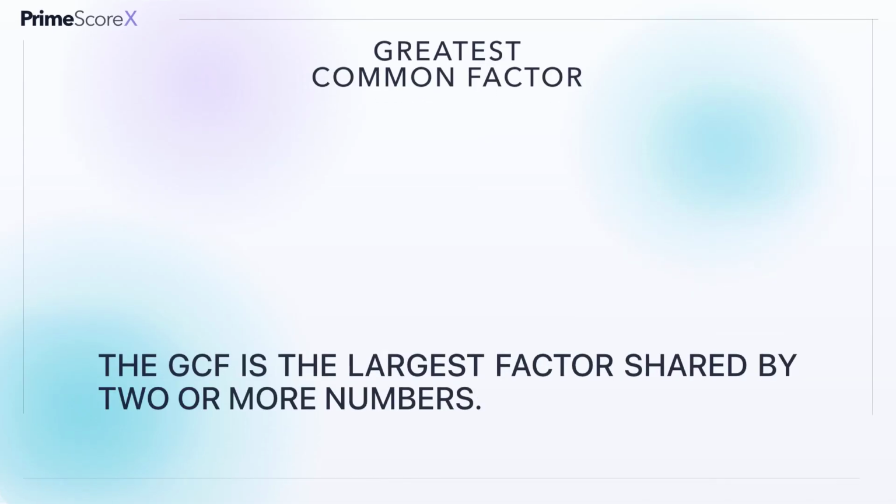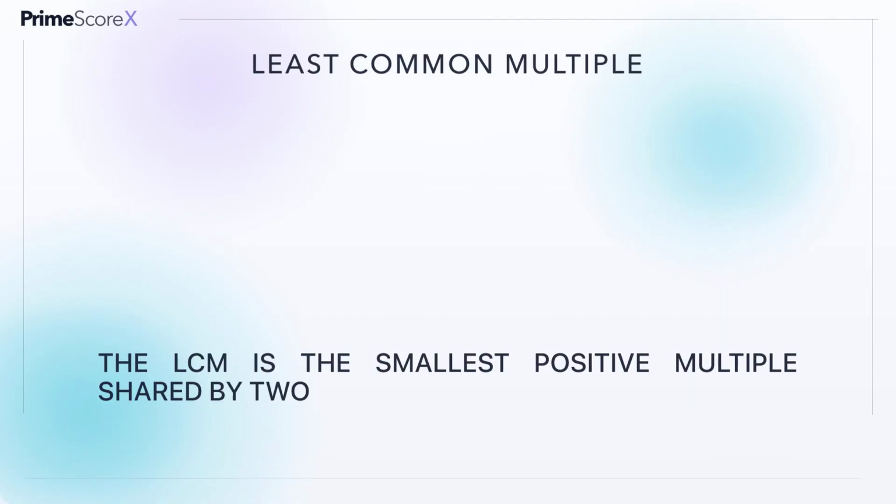To find the greatest common factor of 18 and 24, list factors or use prime factorization. 18 has factors 1, 2, 3, 6, 9, and 18. 24 has 1, 2, 3, 4, 6, 8, 12, and 24. The largest shared factor is 6. The GCF helps simplify fractions and divide items into the largest equal groups.